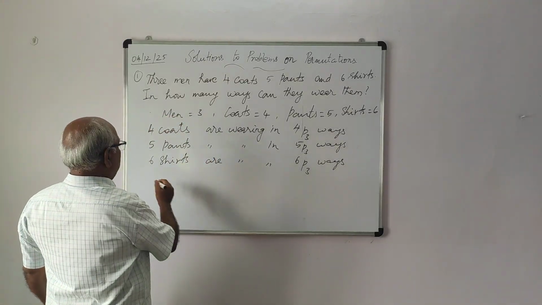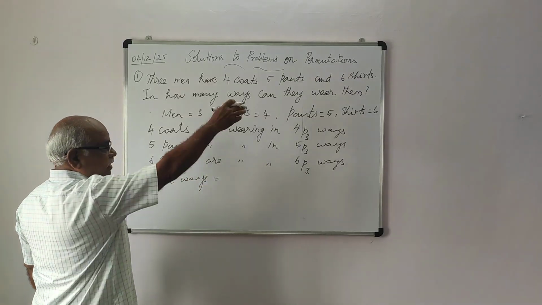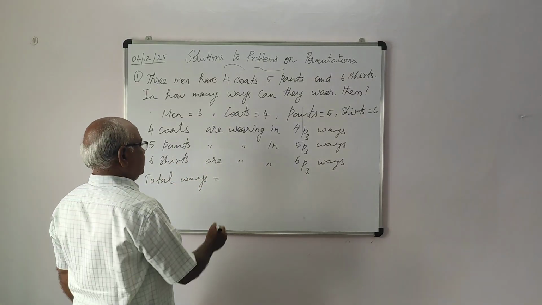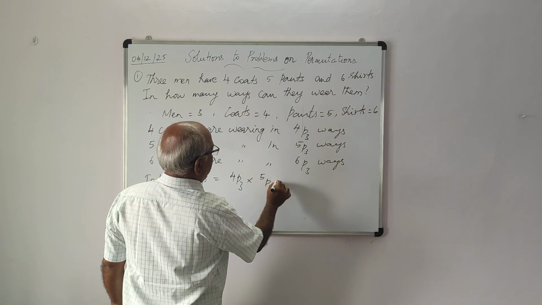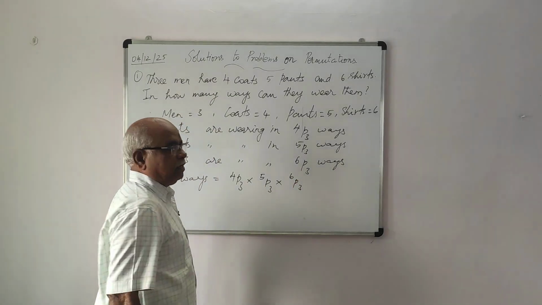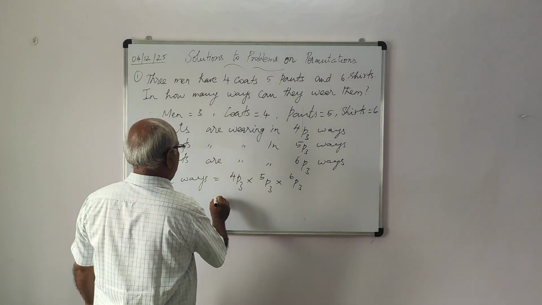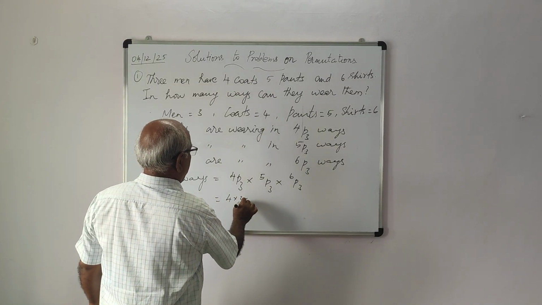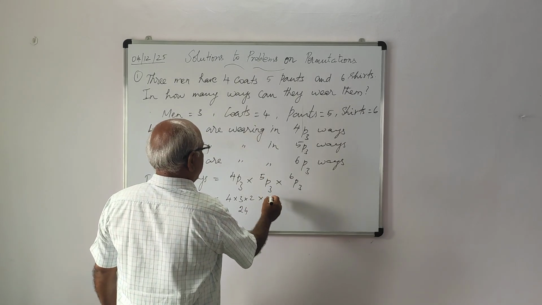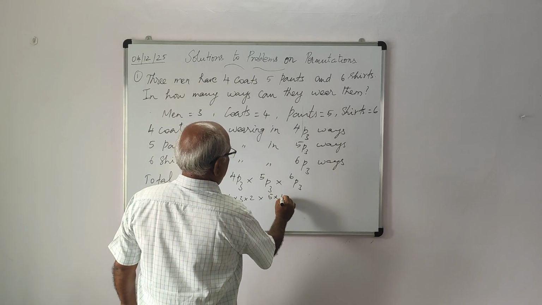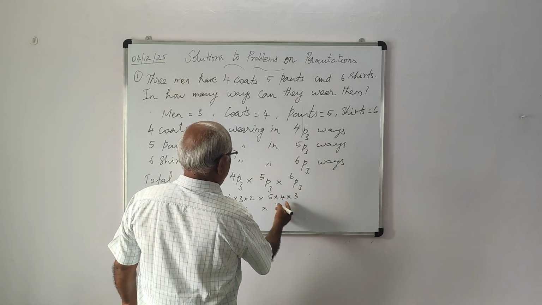But the total number of ways of wearing these 4 coats, 5 pants and 6 shirts is 4P3 into 5P3 into 6P3. That's all. You simplify this. 4P3, you know, is 4 into 3 into 2, this is 24. And 5P3 is 5 into 4 into 3, 5 fours are 20, into 3 is 60.